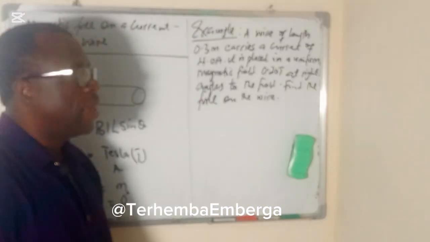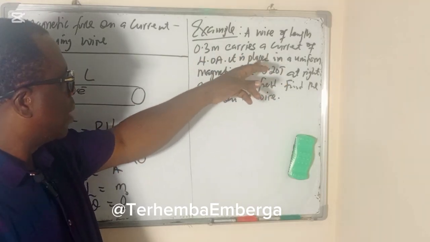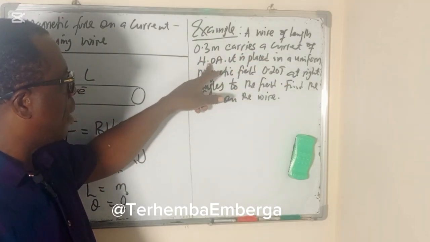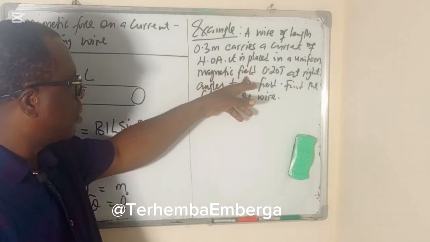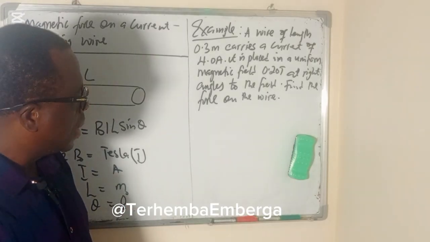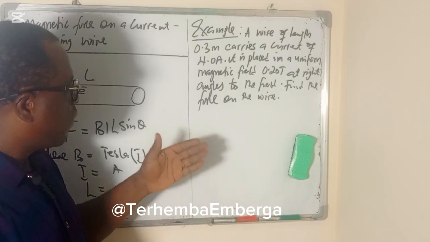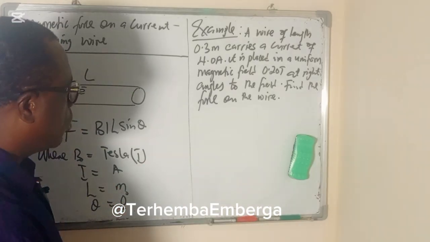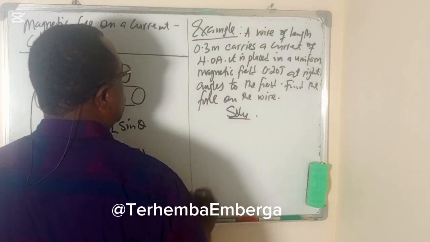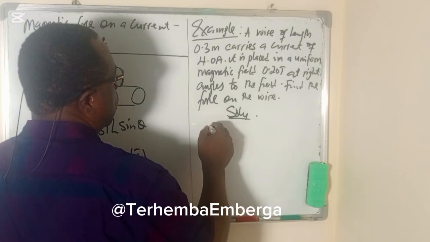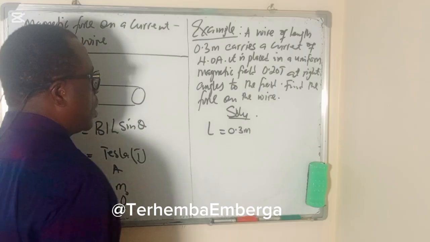So we have an example here. A wire of length 0.3 meters carries a current of 4.0 ampere. It is placed in a uniform magnetic field of 0.20 Tesla at right angles to the field. Find the force on the wire. So as usual, we appeal to the formula. The length is 0.3 meters.